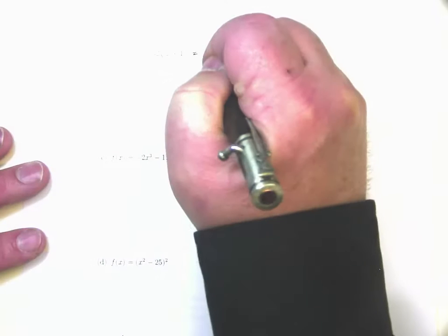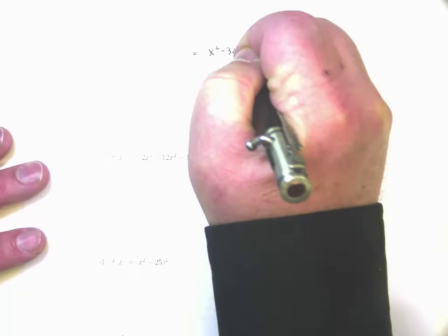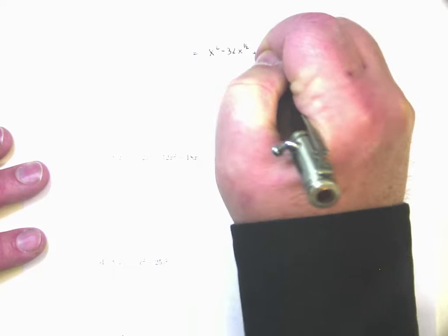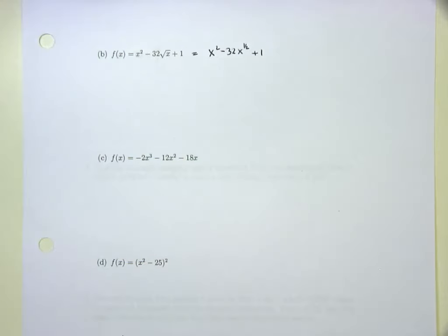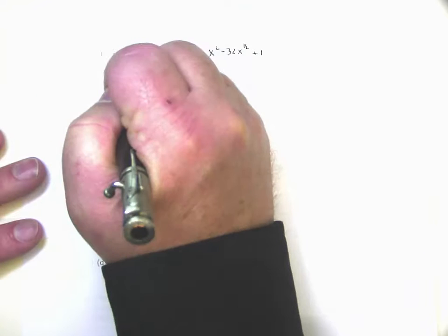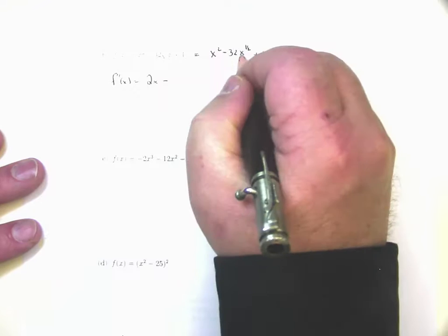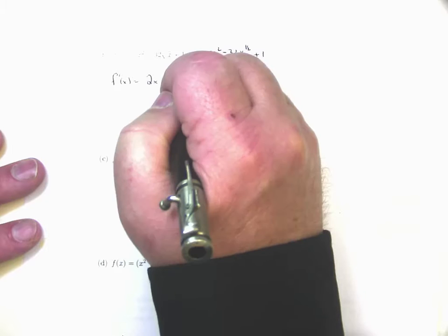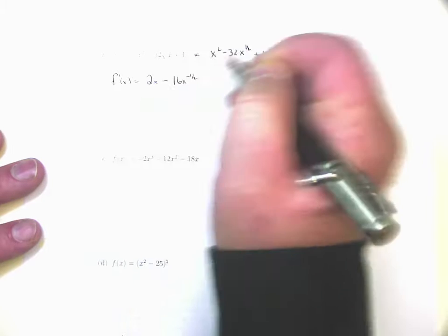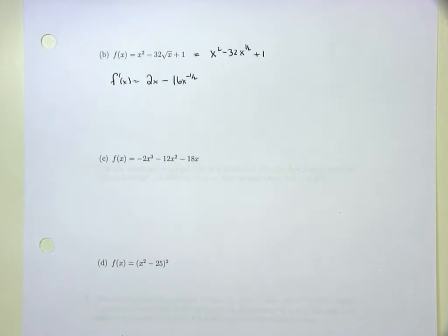f of x equals x squared minus 32 times the square root of x plus 1. Well, first thing I have to do is clean this up. This is x squared minus 32 times x to the 1/2 power plus 1. First, I'm going to take my first derivative. The derivative of x squared is 2x minus, what's the derivative of 32x to the 1/2? Well, half of 32 is 16x to the negative 1/2. And the derivative of 1 is 0.